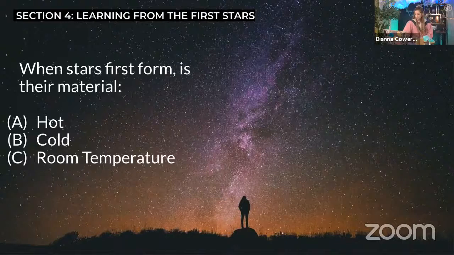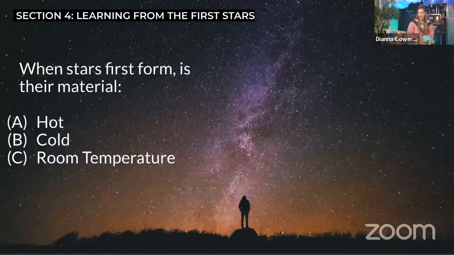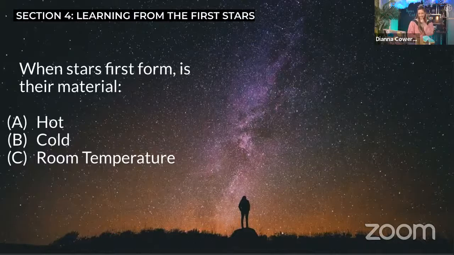Seeing a couple different answers coming in. Yep, a little mix, okay. A lot of you are saying A for hot. So you think that, yeah, that makes sense. Stars are hot. The answer is actually cold. B, cold. So if you got that, you got it right.